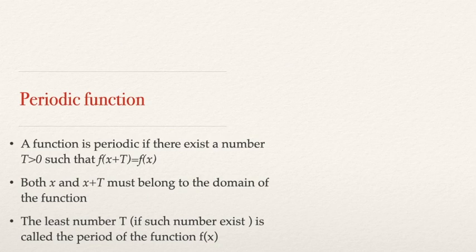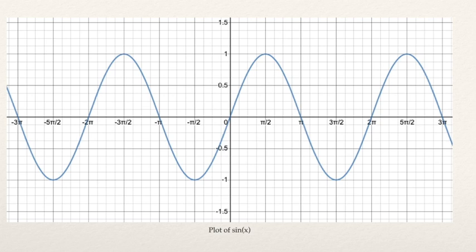Now let us see the graph of a periodic function. This is a graph of a periodic function. The function is sine of x, whose maximum value is 1 and minimum value is minus 1. As I have already told, the periodic function satisfies f of x plus t equals f of x.